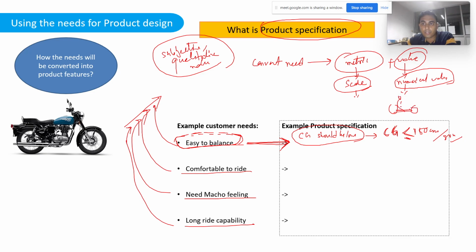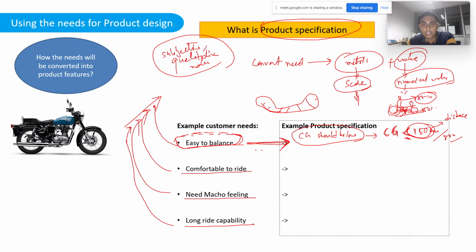When a rider sits on a particular bike, the center of his weight is around 80 to 100. The center of gravity actually lies at a height of 150 from the ground. Now you arrive at a scale, which is distance. That means the metric is distance and the value is 150. Now this is easy to work on. You can work on various parameters like weight, the shape of the bike, and the distribution of masses of different components to arrive at this particular value.